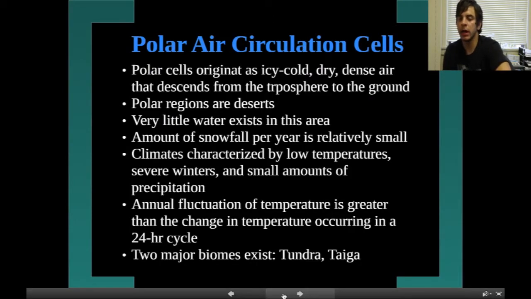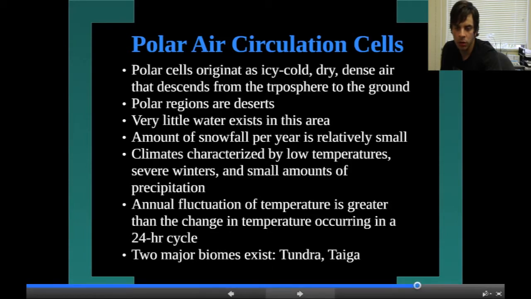And the last one, polar air circulation cells. So polar cells originate as icy cold, dry, dense air that descends from the troposphere to the ground. Polar regions are deserts. Very little water exists in this area. Amount of snowfall per year is relatively small. Climates characterized by low temperatures, severe winters, and small amount of precipitation. The annual fluctuation of temperature is greater than the change in temperature occurring in a 24-hour cycle.